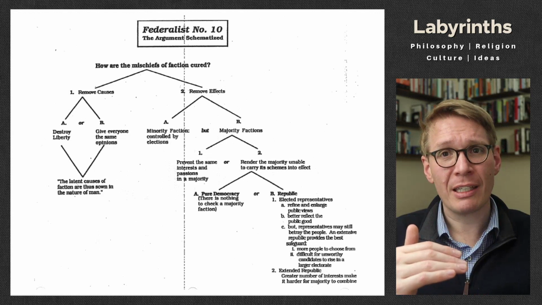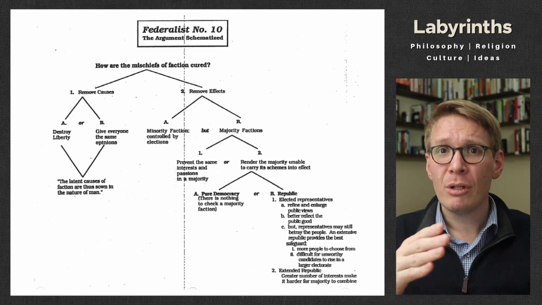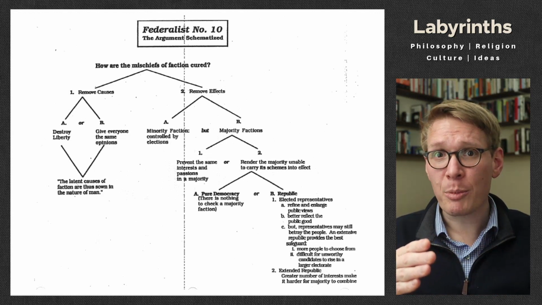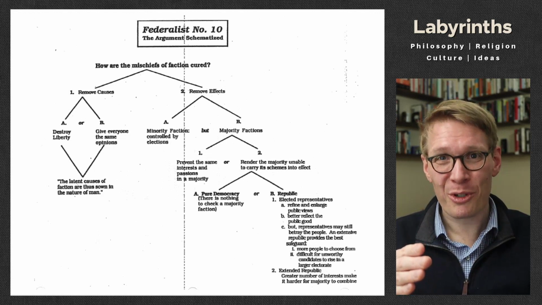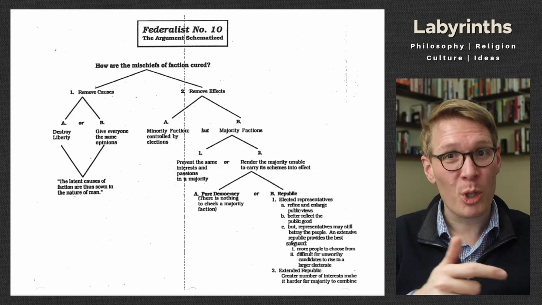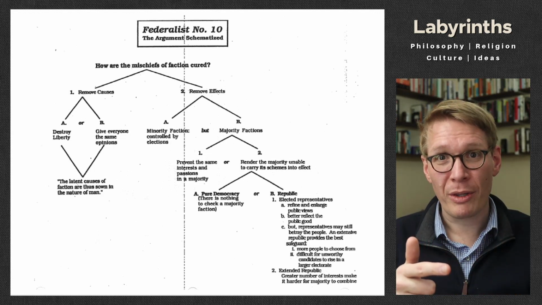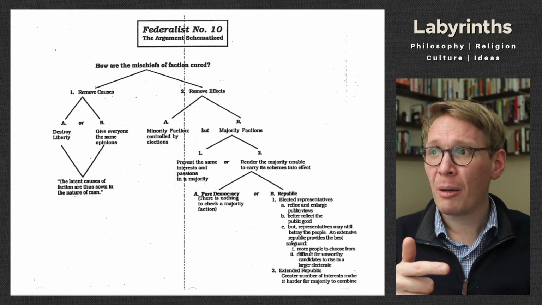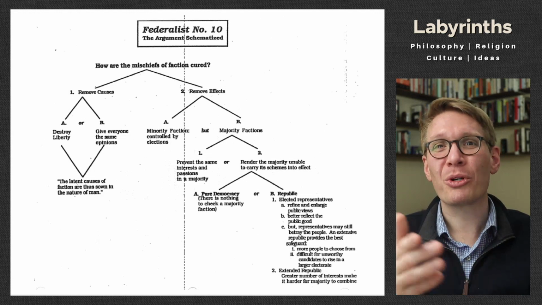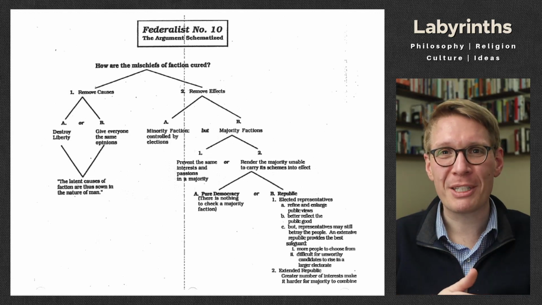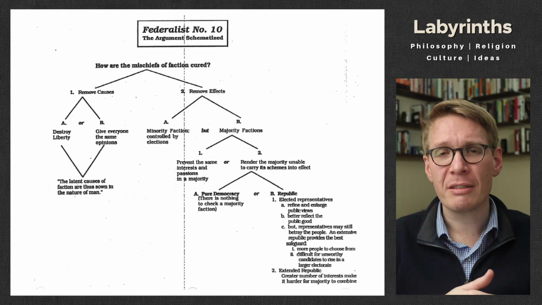This is the second division. These are two exhaustive options for preventing factions from arising in the first place: if everybody thinks the same thing, or if nobody's allowed to think whatever they want. And he concludes that this would be worse than the cure, a cure that's worse than the problem itself, and leaves aside this option of removing the causes.